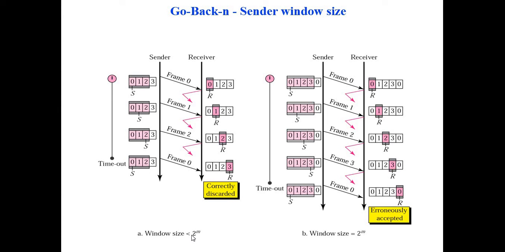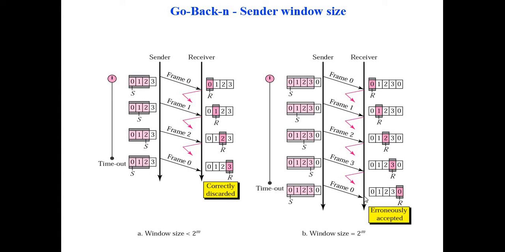Then the system finds where the problem is and corrects it, when the window size is less than 2 power m. Now when the window size is exactly equal to 2 power m, here the window size is 4. Frame 0 is transmitted and received, but the acknowledgement is lost. Frame 1 received, 2 received, 3 received. Everywhere the acknowledgement is lost. The timeout period has come. So S again becomes equal to 0.